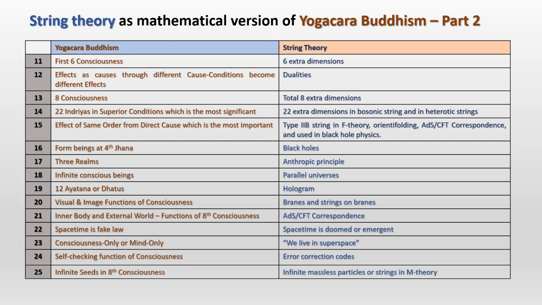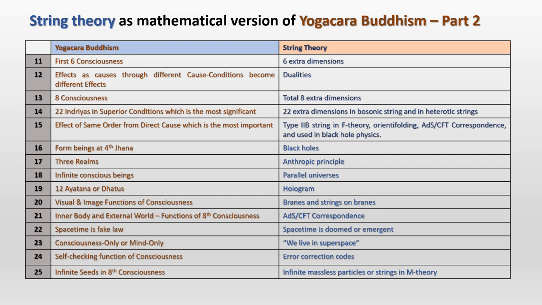22 indriyas in superior conditions, which is the most significant in Yogacara Buddhism, is called 22 extra dimensions in bosonic string, which is in heterotic strings. Effect of same order from direct cause, which is the most important in Yogacara Buddhism, is called type 2B string in F-theory, or antifolding, AdS/CFT correspondence, and used in black hole physics. Form beings at fourth jhana is called black holes. 3 realms is called anthropic principle.